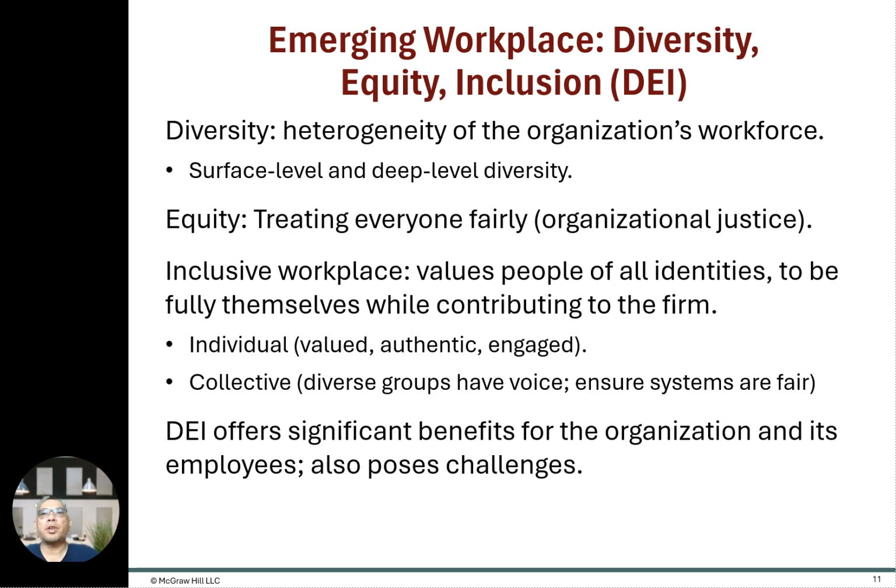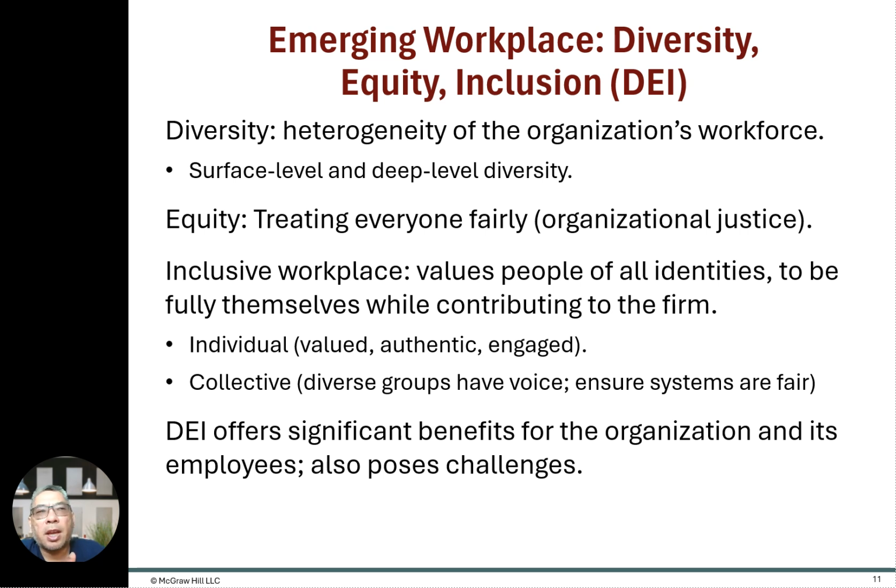Emerging work: diversity, equity, and inclusion, DEI, we call it. It is the trend, and it is the common practice now. Diversity means heterogeneity in the workplace, surface level as well as deep level diversity. If you take a look, the better the diversity is, the better it reflects the level of tolerance of that organization. Equity, treating everyone fairly.